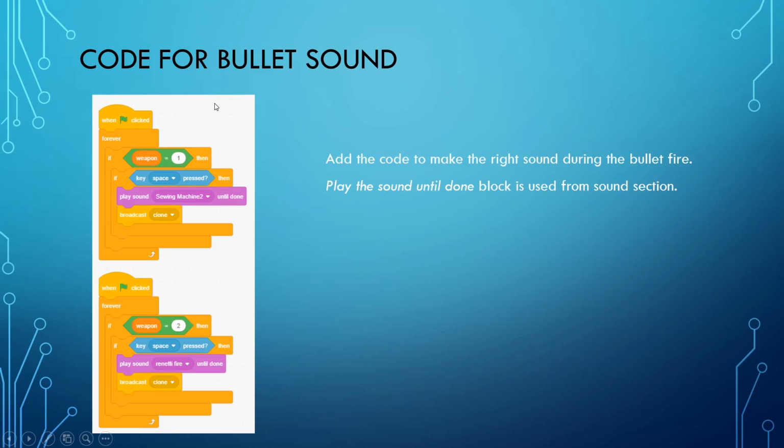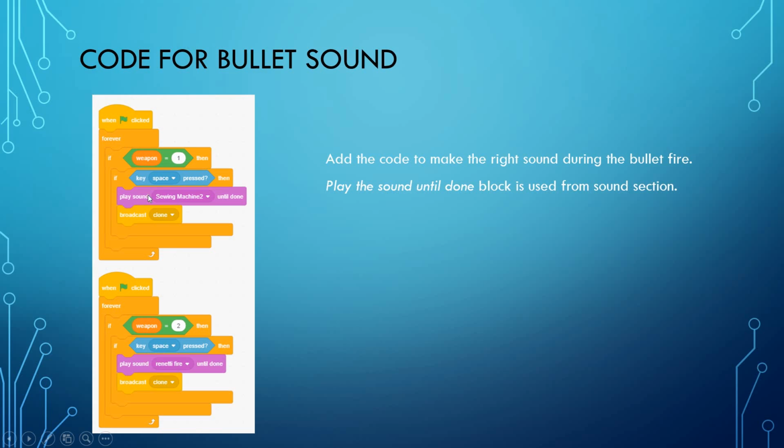Now code for bullet sound. We have organized the code for the bullet to fire correctly. Now if you want, this is completely optional, you can make custom bullet sounds. So we can add the code to make the right sound during the bullet fire. It is the same.